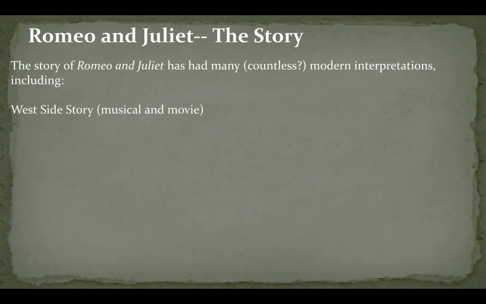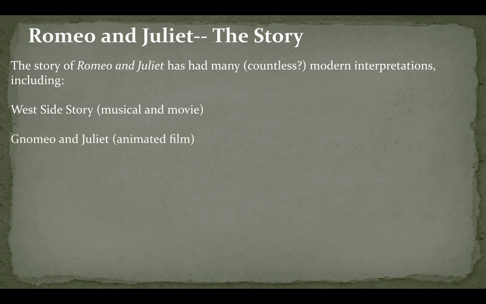Now, of course, you might be aware that Romeo and Juliet has had many, many modern interpretations, both on the stage and off. And some of these include West Side Story. This is a musical and a movie. After we go through Romeo and Juliet, I highly recommend seeing West Side Story. It is just a very well done version of the story, taking place more in the modern day. Now I say modern day, not in 2020, but in the more modern era.